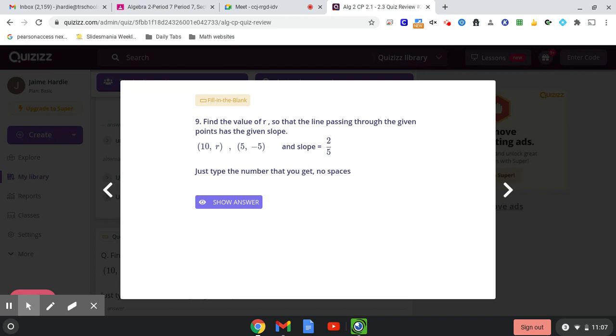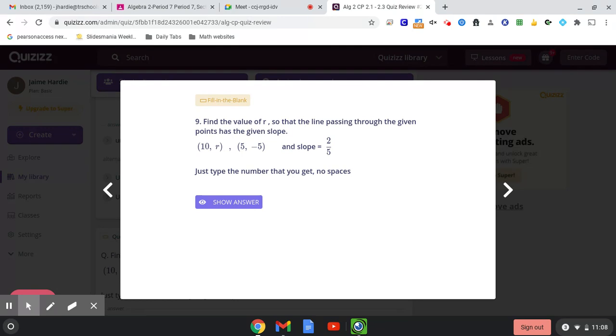All right. This one says find the value of R so that the line passing through the given points has the given slope. So guys, when we did slope on day 2, we practiced a few problems like this where you know the slope, you know the end result. It's just one of the coordinates is missing. So you have to figure out what the missing coordinate is to end up having a slope of 2/5. So my advice was set up your slope. Do your change in Y over your change in X, and then set that equal to the given slope, and then you have to solve that equation.